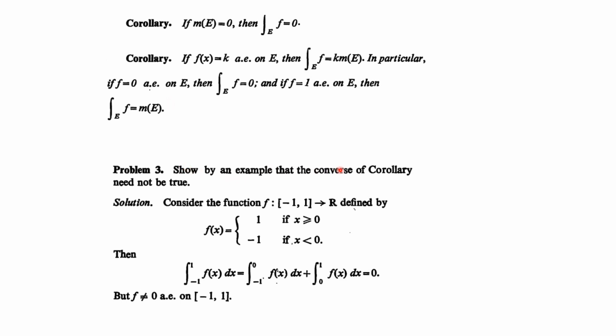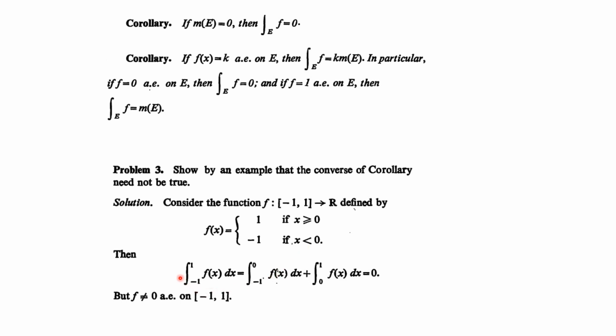This is an example which shows that the converse of this corollary need not hold. It means the value of the integral of f being 0 doesn't imply that the measure of E is always 0, or you can say the function is 0. For example, we consider the function f on the interval -1 to 1 by 1 when x is positive, -1 when x is negative.